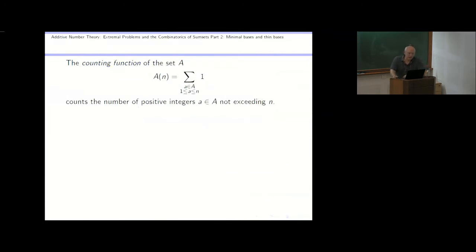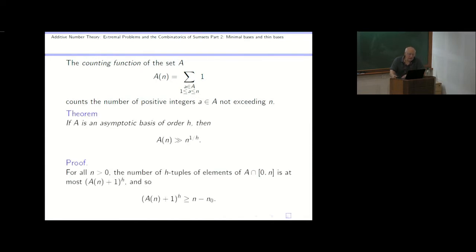Recall that if you have a set A, the counting function just counts the number of positive elements in the set up to n. So for various reasons, we don't count 0. And it's a very easy fact that if you have an asymptotic basis of order h, the growth of the set A, the number of elements up to n, has to grow at least like n to the power 1 over h. And it's simply a counting argument. Everything in this talk today is a counting argument.